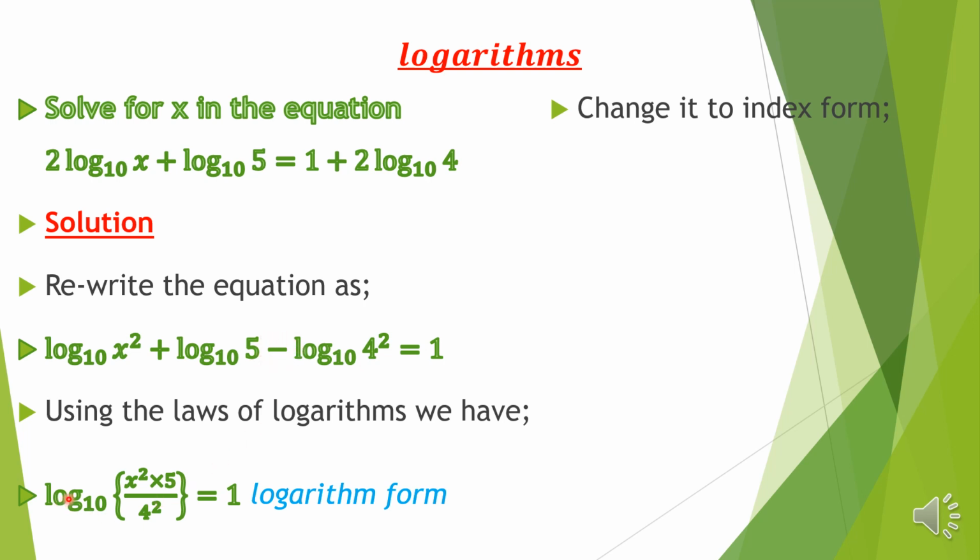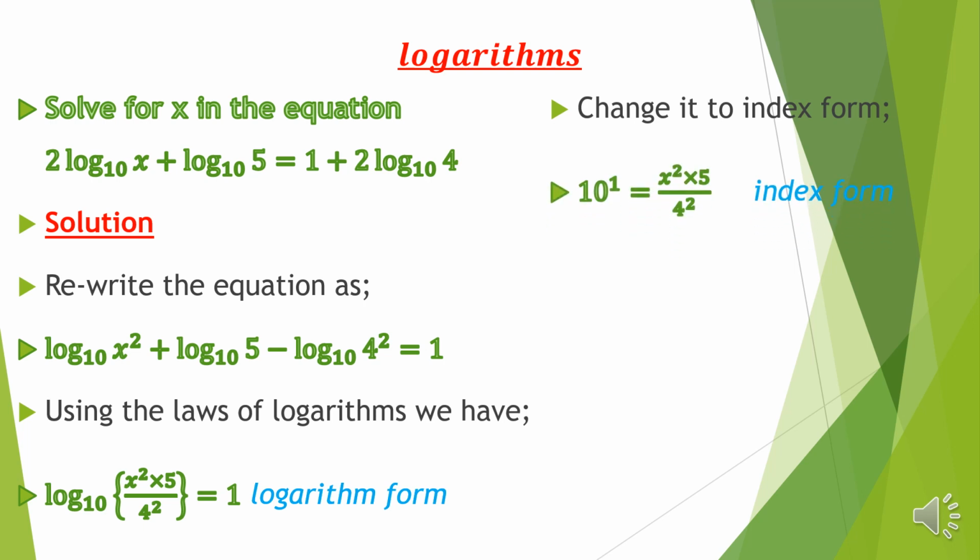So we are going to have log x squared times 5 over 4 squared to base 10 is equals to 1. This format is referred to as logarithm form. So I've converted this particular equation to logarithm form. Once I've converted this one to logarithm form, then the next step is to change it into index form.